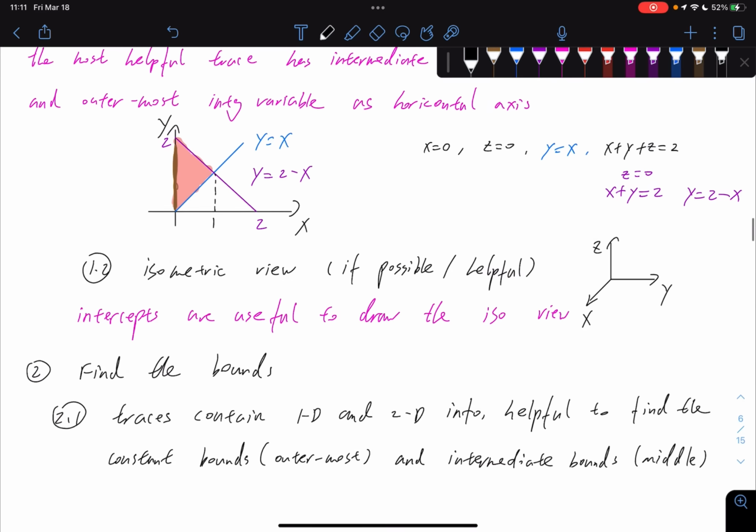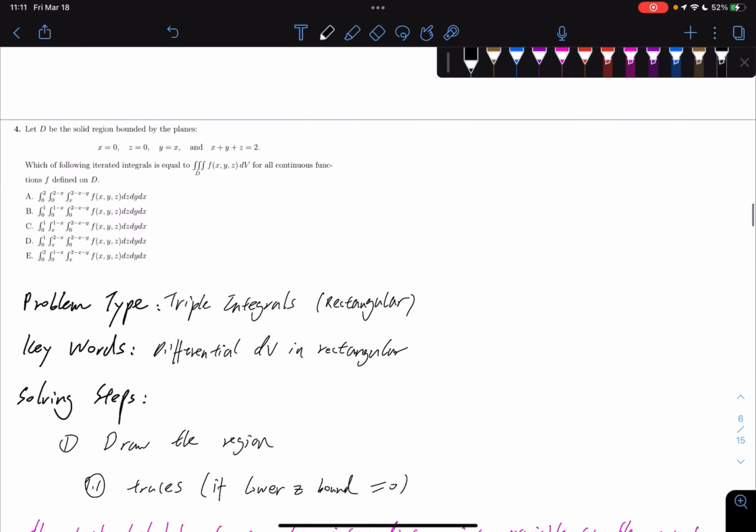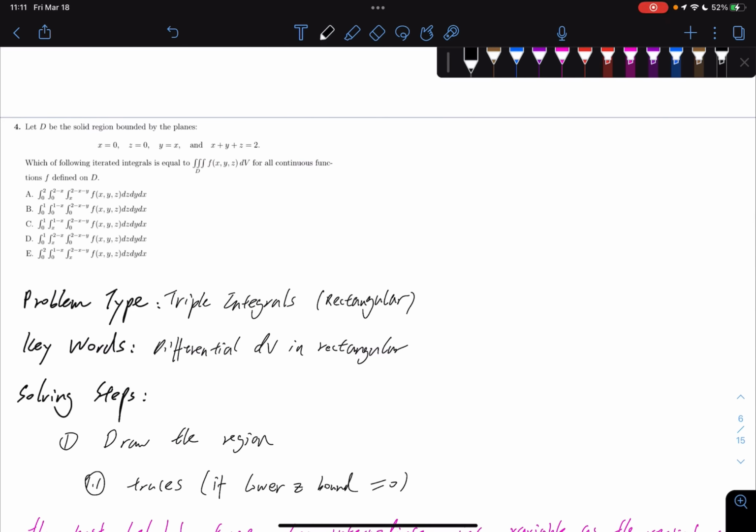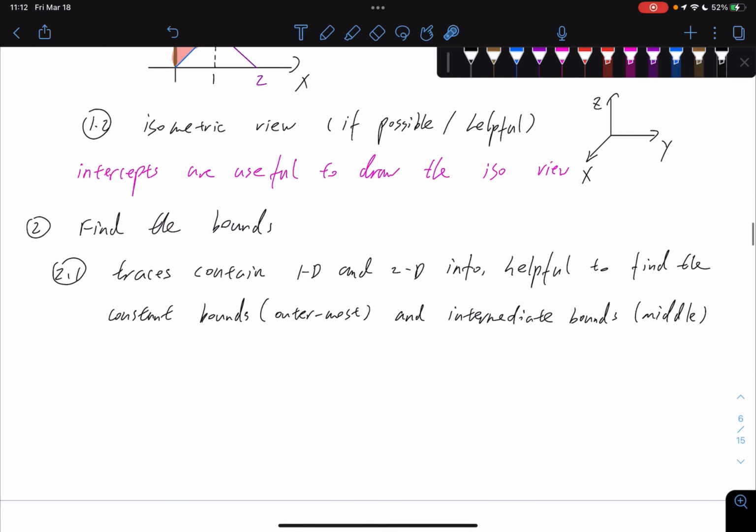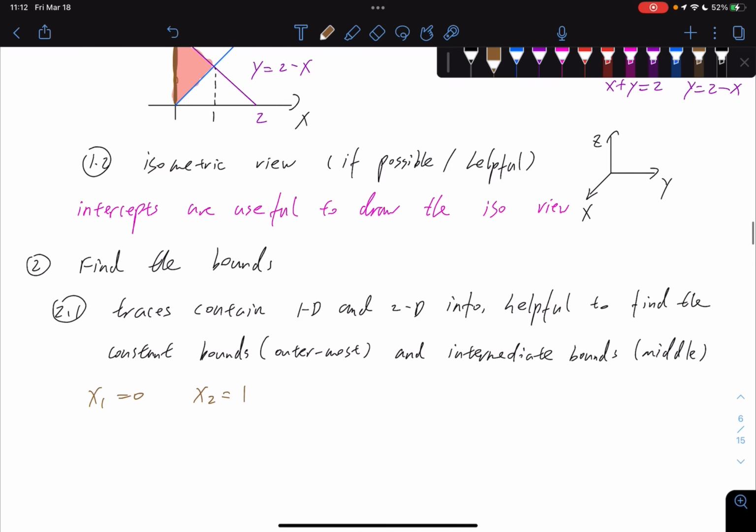So, let's go back to this trace diagram that we drew just now. The question's answer choices want us to find the dy dx, right? So the dx will have constant bounds. Let's start with that first. If you can see that dx goes this way, if we draw our lines in this region, the lowest we can go is x equals 0, and the rightmost we can go is x equals 1. So that tells us that x1 equals 0, the lower bound, and x2 equals 1, the upper bound.